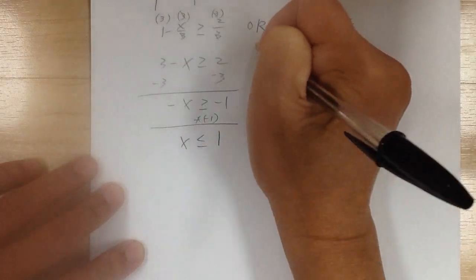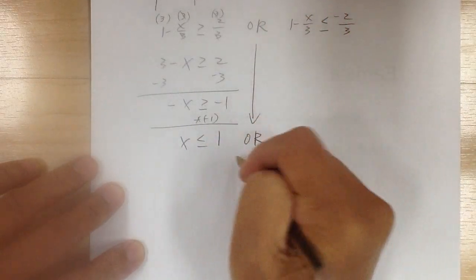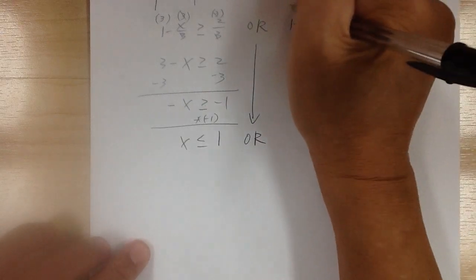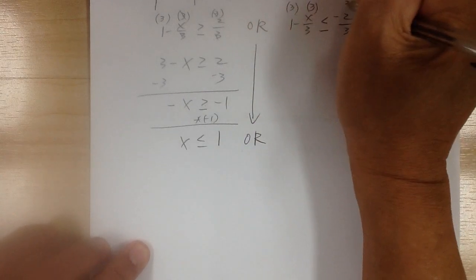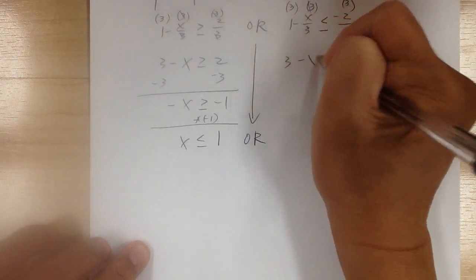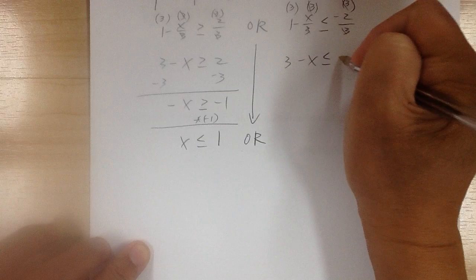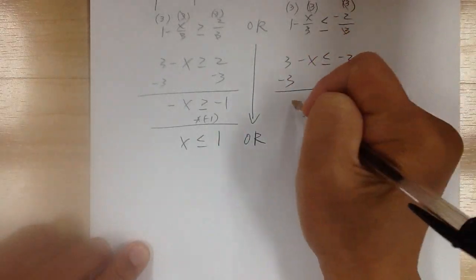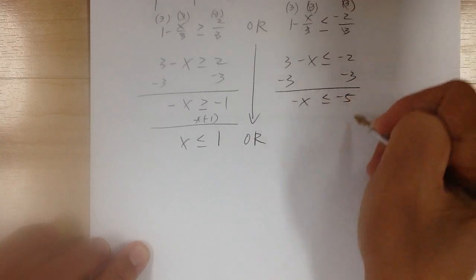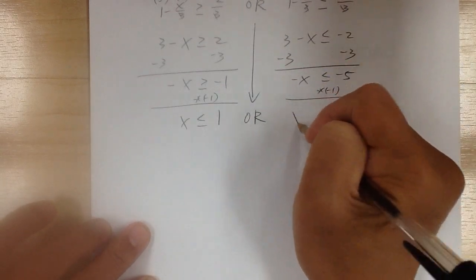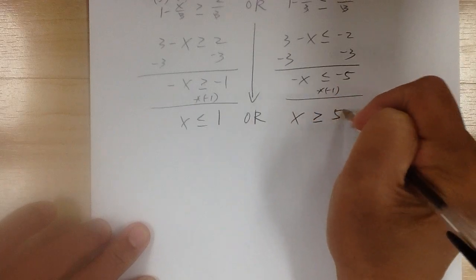And follow through with your disjunction, or. This one over here, again, I'm going to do the same thing. I'm going to multiply by 3 to get rid of the fraction. So I get 3 minus x less than or equal to negative 2. So minus 3, so I got negative x is less than or equal to negative 5, and multiply by negative 1, so I get x is greater than or equal to 5.